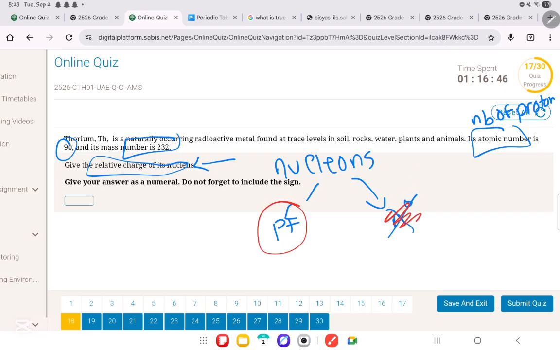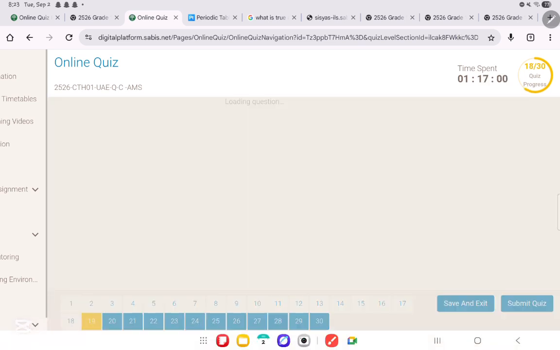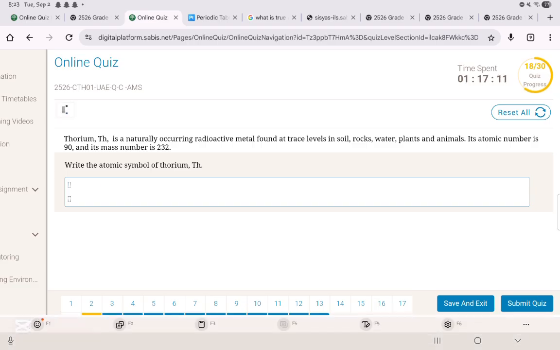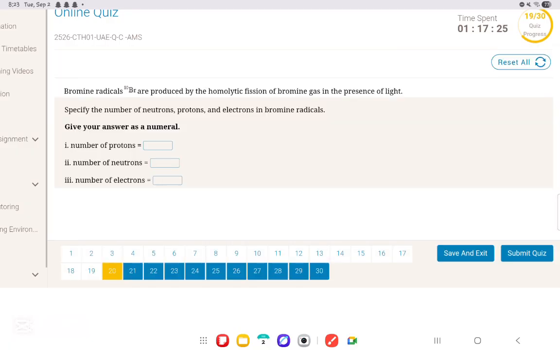I have 90 protons. When they say do not forget to include the sign, is it positive 90 or negative 90? It's positive 90. Why? Because we're dealing with protons, which are positive. So it's plus 90. Let's move on to question number 19. They said, write the atomic symbol of thorium. I've honestly not seen a question easier than this. You just do this. You write the element TH, and you write the mass number on top, 232, right? You write the mass number on top, 232, and on the bottom you write the atomic number, which is 90. We move on to question number 20.